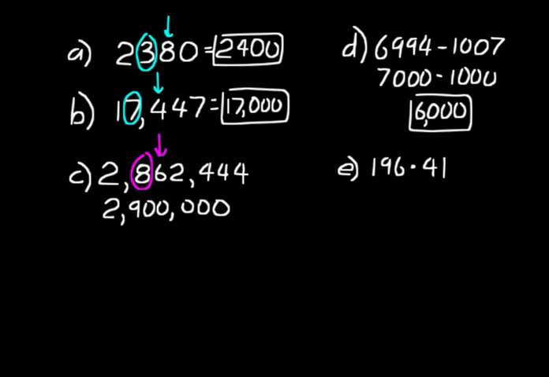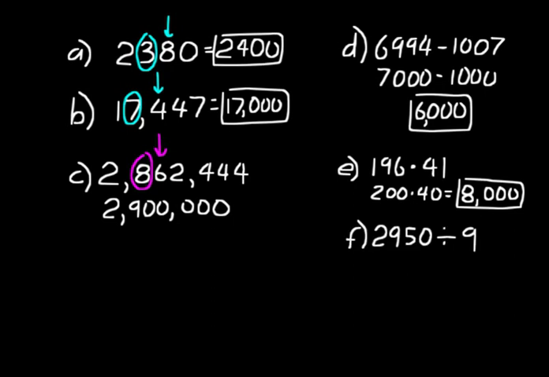Look at E. Estimate an answer to that problem. 196 times 41. We'll just round the 196 to 200 and the 41 to 40, and you'd quickly see that an estimate would be about 8,000. And doing 196 times 41 would take a little bit of time to do the math on that. The estimate is real easy, and that'll give you confidence in what your answer is. As long as you're close to that number, then that gives you confidence that you did everything correctly.